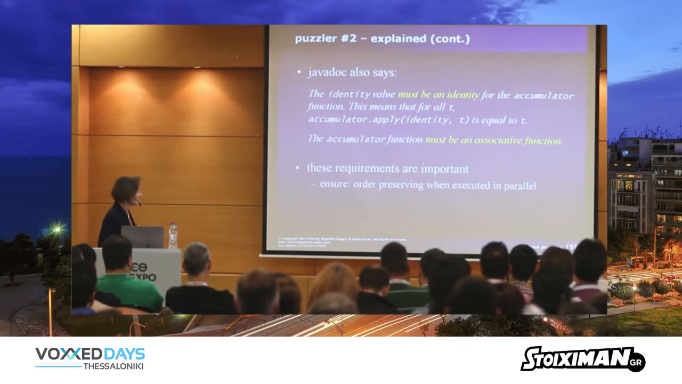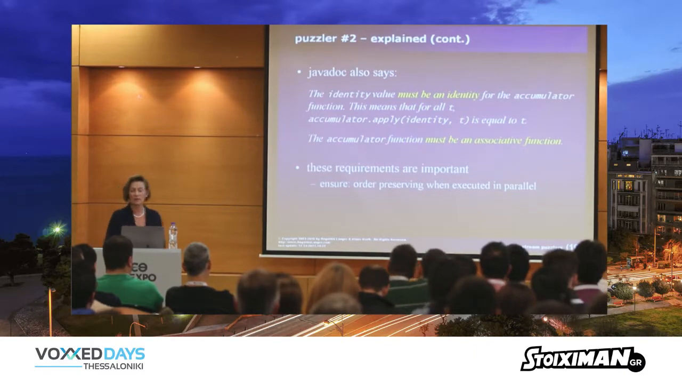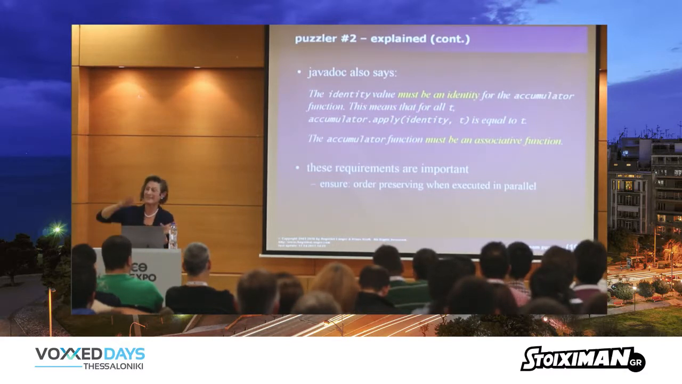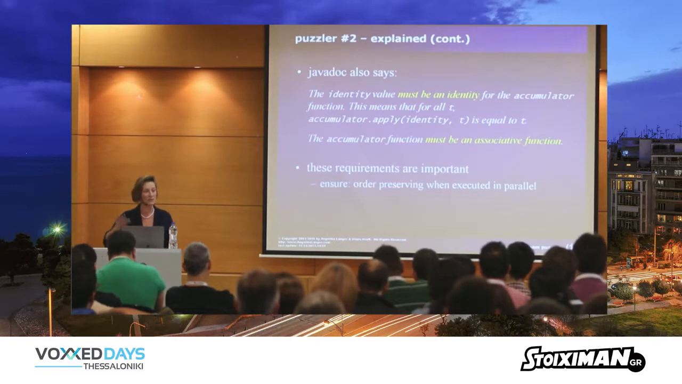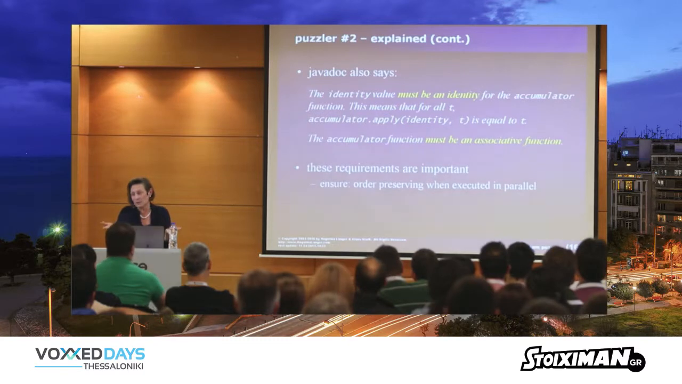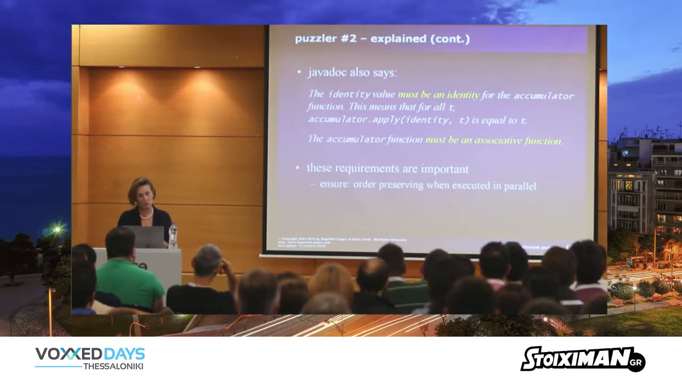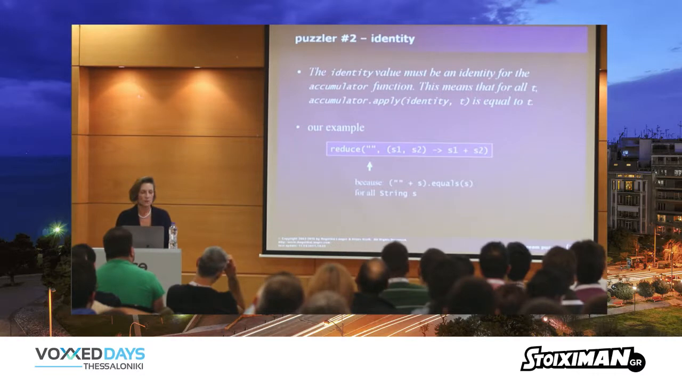So what is expected of the initial value is that it must be the identity regarding the accumulation function, which means if I apply the accumulation function to the identity and something else, the result must be something else. So basically the identity is the neutral value regarding the accumulation function. And the accumulation function itself must be an associative function. So it can't be anything, it must meet certain requirements. So we did it all right in our example.